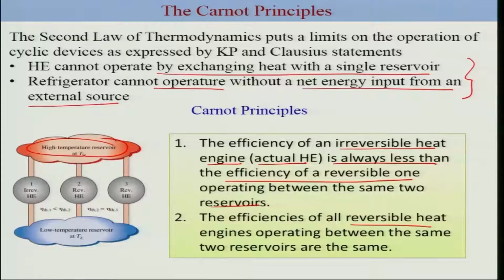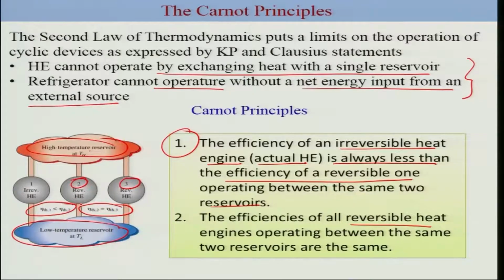Let us examine this principle, where you have one high temperature reservoir at a temperature TH and a low temperature reservoir at a temperature TL. The first statement says that the reversible heat engine will always have higher thermal efficiency compared to the irreversible heat engine, which essentially means that the efficiency of an irreversible heat engine will always be less than that of a reversible heat engine. And if you have two heat engines, heat engine 2 and 3, which are reversible and operating between the same two reservoirs at temperatures TH and TL, they will have the same efficiency.